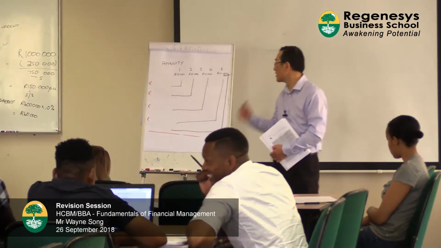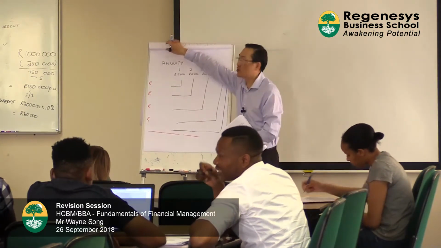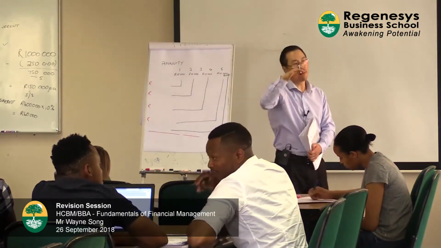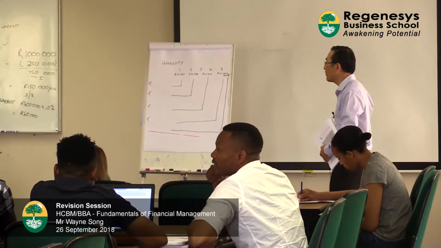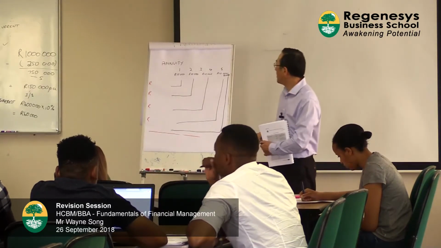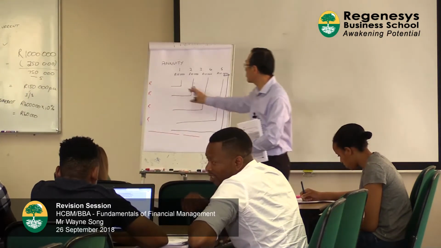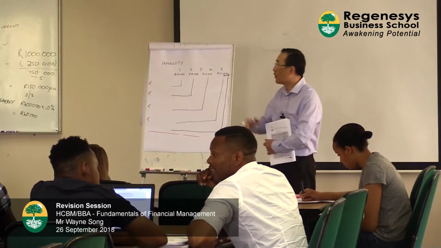Okay, moving to something quite different. One of the questions that was asked in some of our previous meetings was the issue of the annuity. And I think the best way to illustrate the annuity is through an example. Now, what is an annuity?